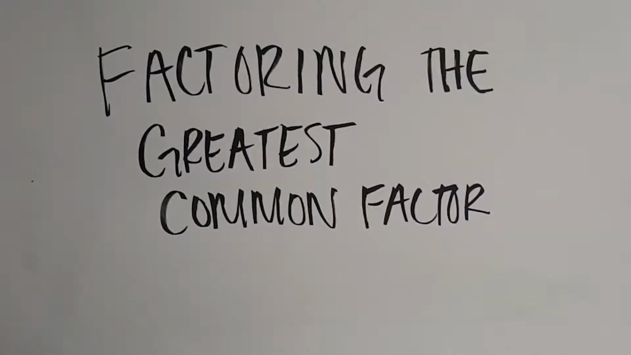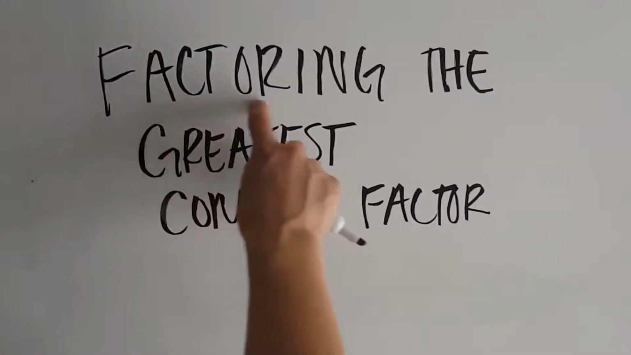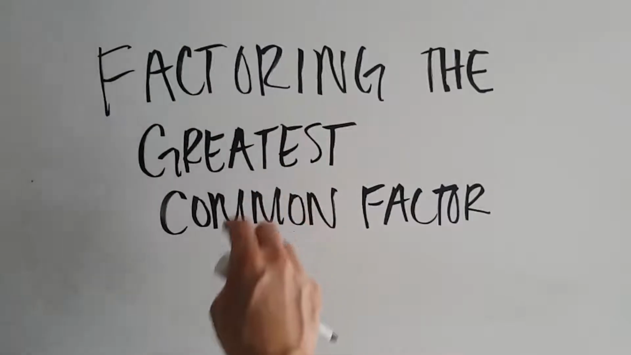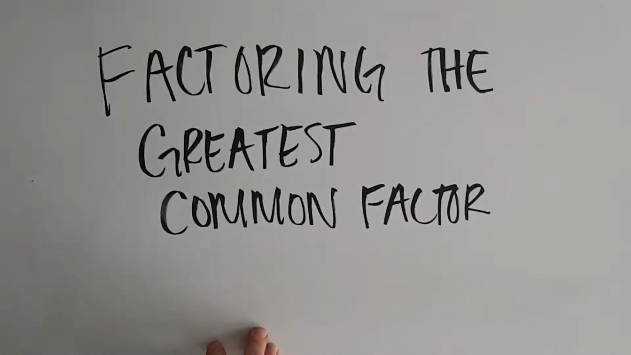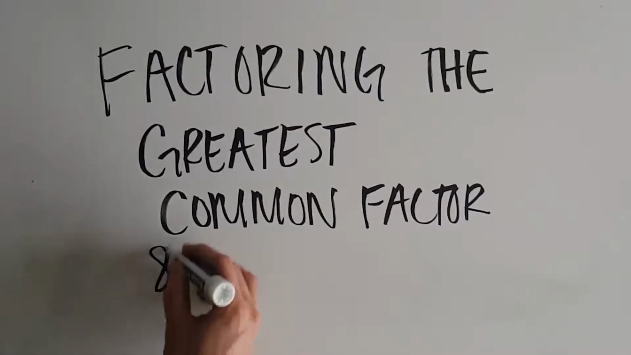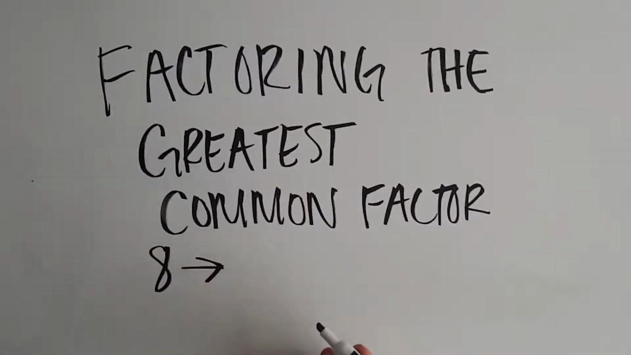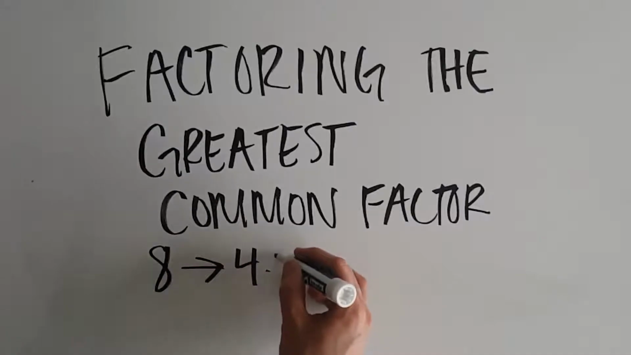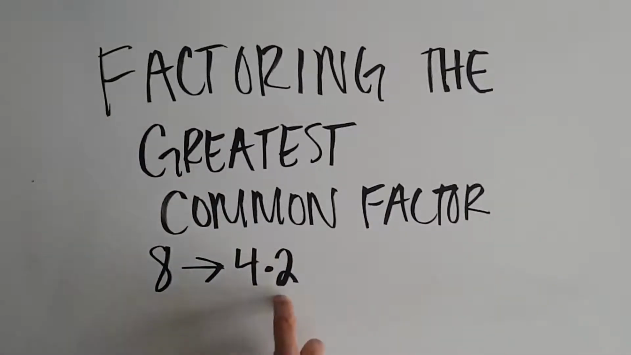In this video, we're going to talk about factoring the greatest common factor. So before we can actually do that, we have to know what these words mean. The word factor as a verb means to rewrite an expression or a number as a product. So for example, instead of writing the number 8, if we factor this, we could write it as 4 times 2. So I rewrote it as a product, as a multiplication statement.